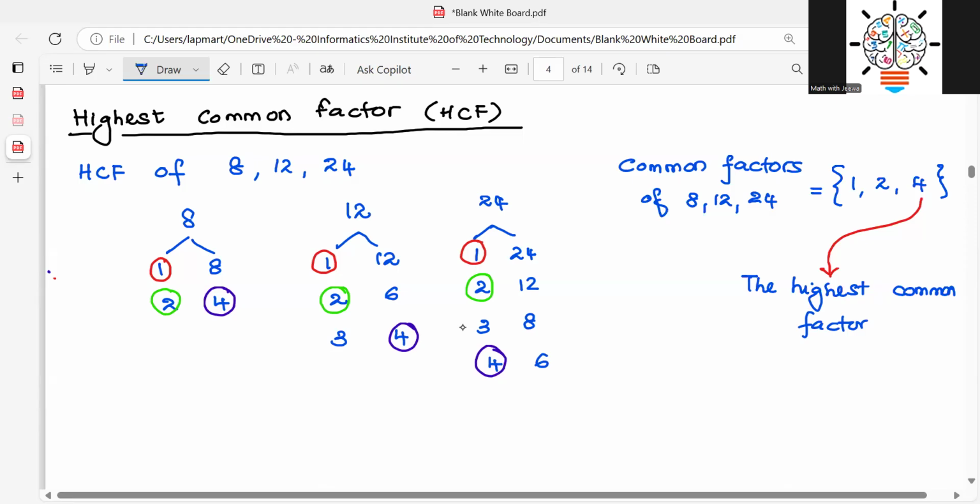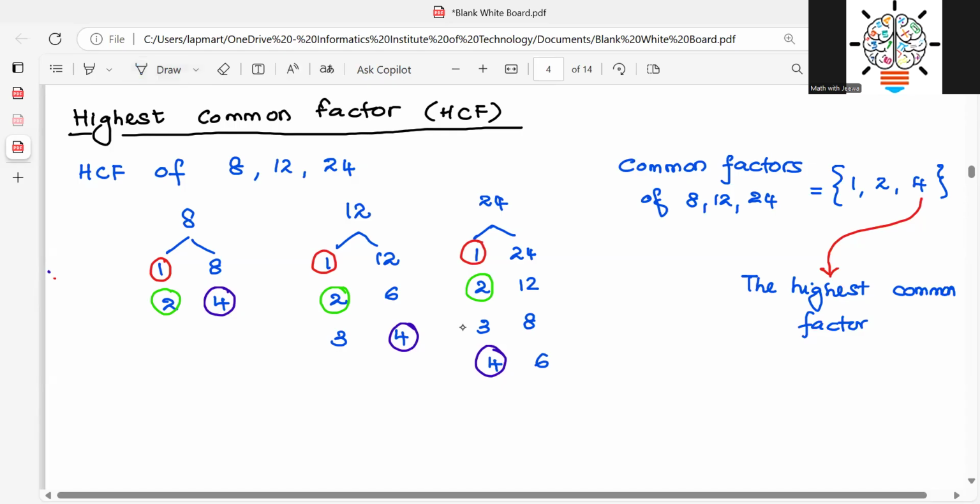But here I prefer this method. We can do this quickly and it is very visible. So quickly you copy that, write down the factors of each number. Then you highlight the common factors. Out of the common factors, 1, 2, 4, you can see 4 is the highest common factor, right? So we'll double check whether we made a mistake. No, that's the highest common factor.